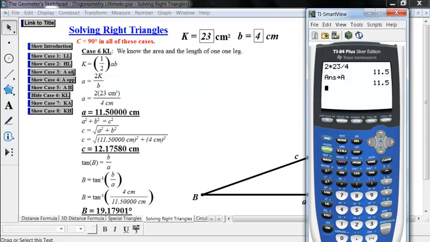Now that we've got A and B, we can find C. So A squared plus B squared equals C squared, so C is the square root of A squared plus B squared. So C is the square root of 11.5 squared plus 4 squared. So square root of previous answer, squared, plus 4 squared. And be sure to get our parentheses in the right order there.